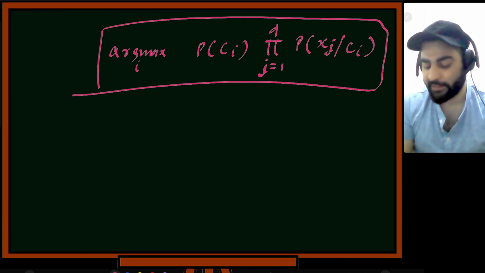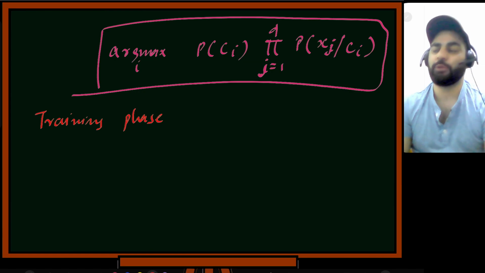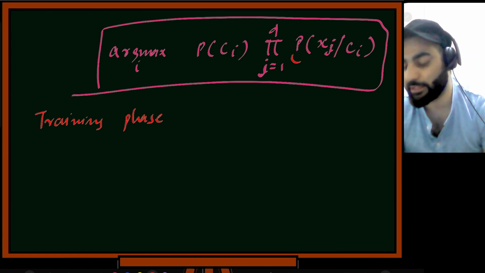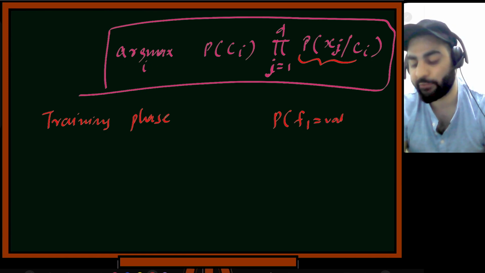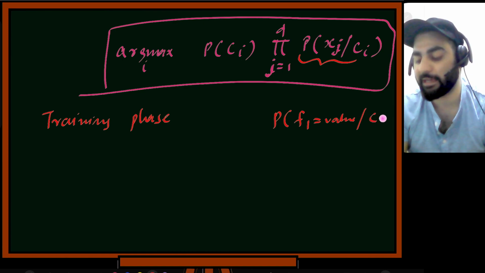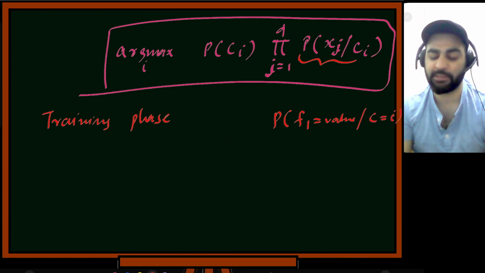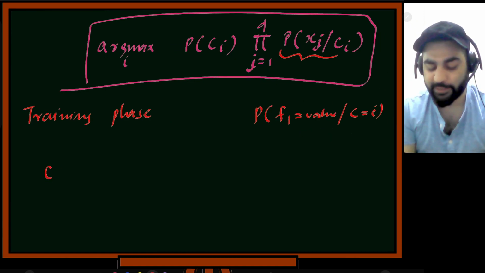So in the training phase, what do we do? We compute the frequencies. Basically, we compute the probability that a given feature takes a particular value for a given class, let's suppose the class value is some i. And we prepare those tables in the training. Once we get all of these, then we go to the classification phase.